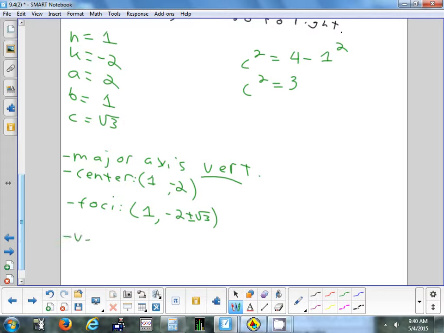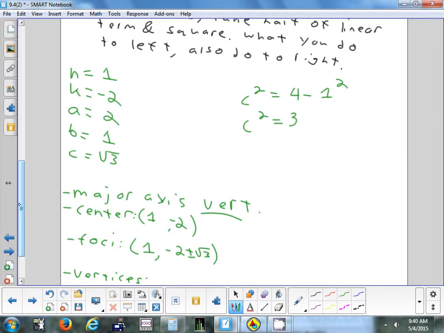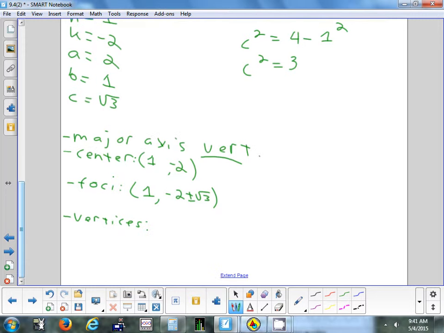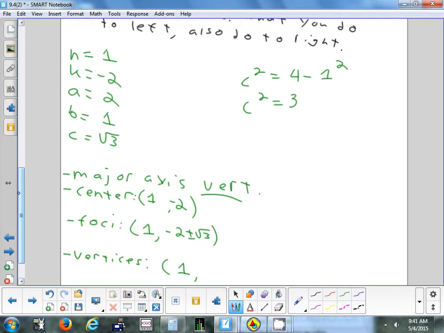Okay, and my vertices. This one, the coordinates should work out much nicer because we don't have to deal with that square root. Again, just like the foci, vertices are going to be above and below the center. Sam, how many units above and below the center are we going to go to find our vertices? 2. Yeah. A tells us how far from the center we're going to be. We're 2 units away from the center.